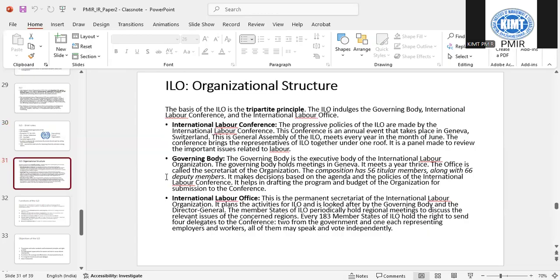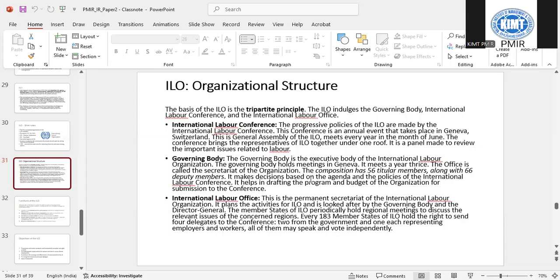And this was mainly structured by three organizations: International Labour Conference, Governing Body, International Labour Office. So all these three organizations are part of ILO, International Labour Organization, and participated in all decision making, all conferences, all meetings, their internal proceedings.